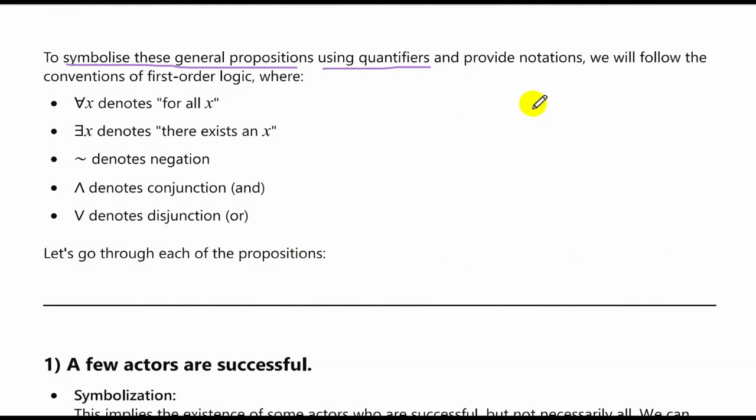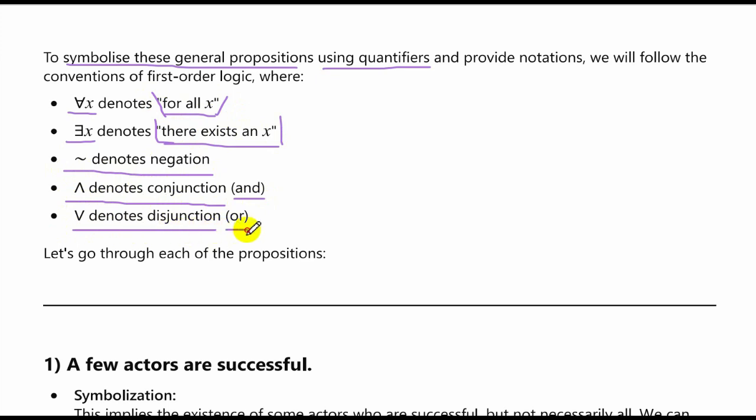Before we start, let us look at some of the notations. This means for all x, for every x. This symbol means there exists an x. This you have to remember. There exists an x, for all x. Of course, you know that this sign means negation. This sign denotes conjunction, also known as and. This sign denotes disjunction, or the symbol or.